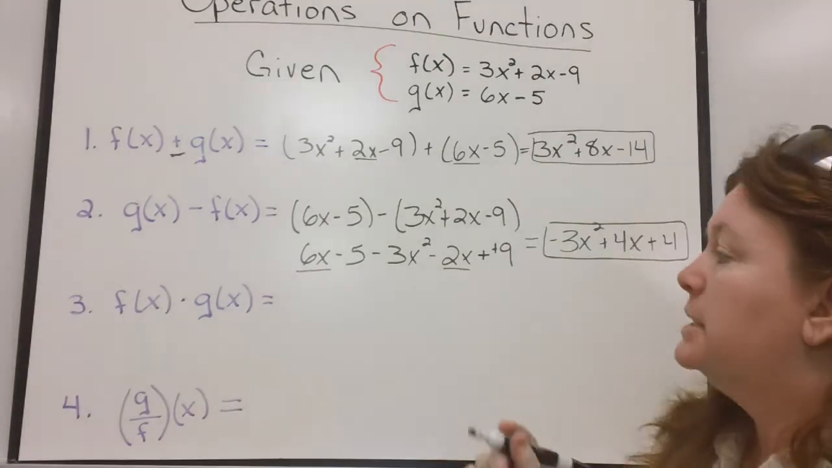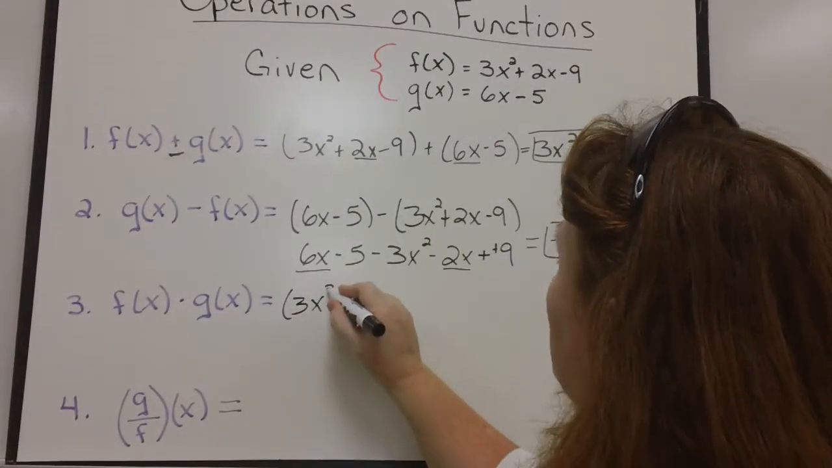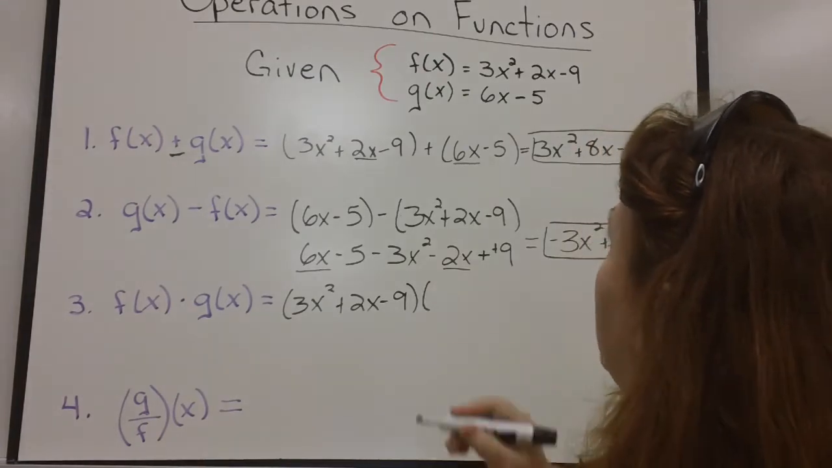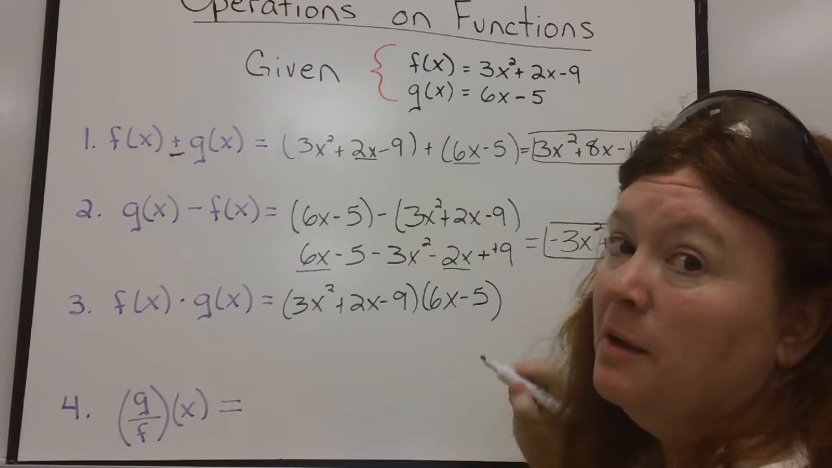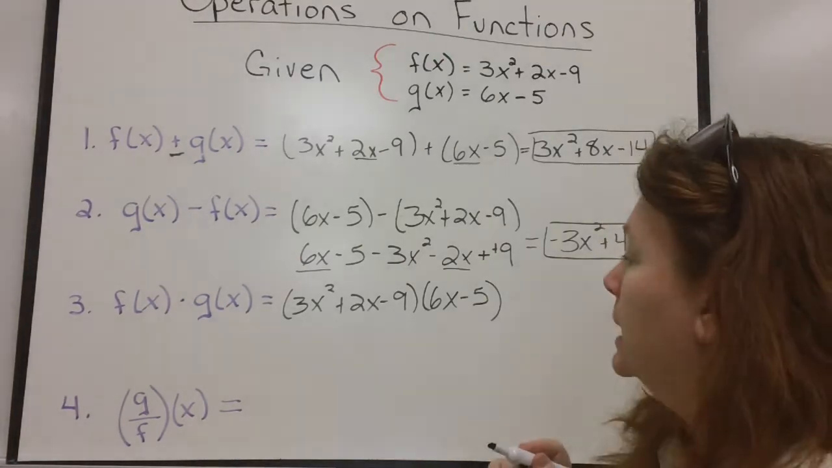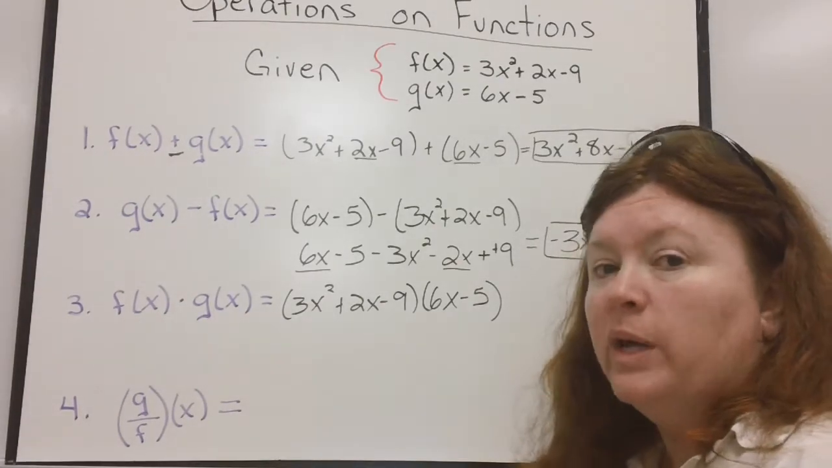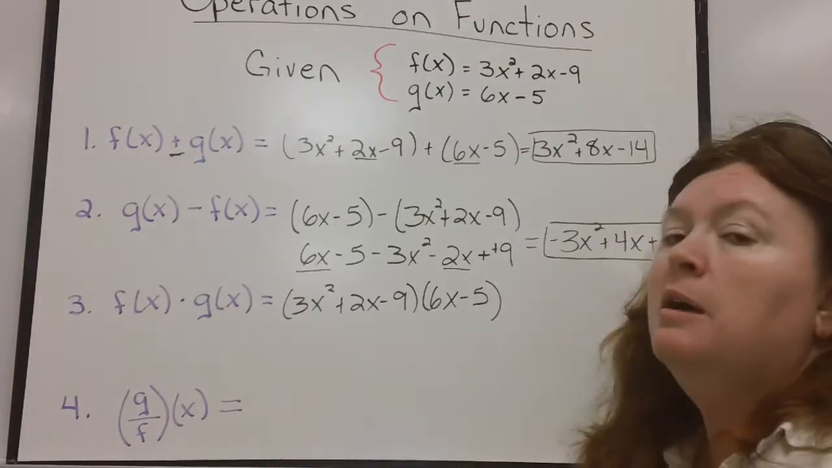Multiplication means I'm going to take f of x, 3x squared plus 2x minus 9, and multiply it by g of x, 6x minus 5. Now, we talked about this in class. The acronym FOIL does not actually pertain because this has 3 terms, but the concept is the same.